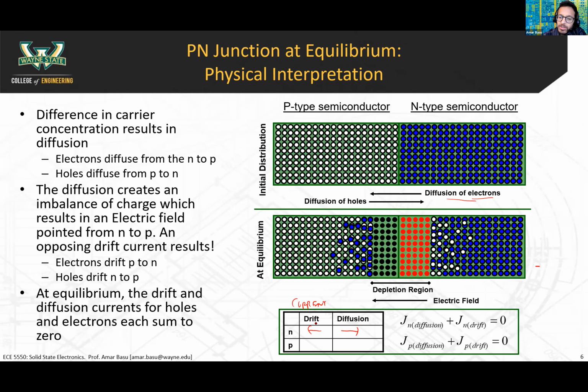Now you see that the drift current is moving in one direction and the diffusion current is moving in the opposite direction. And it turns out that the drift and diffusion currents at equilibrium are equal to each other. So Jn diffusion plus Jn drift are going to sum up to 0. So these arrows are going to be equal and opposite.